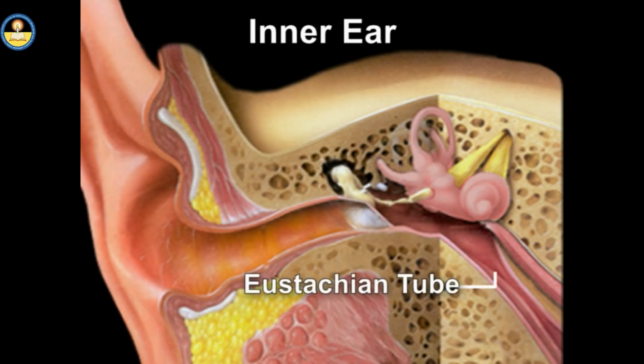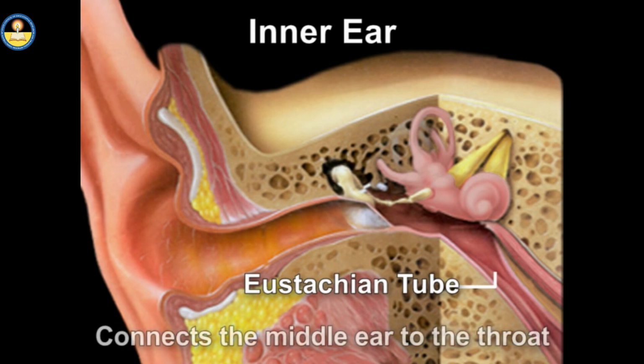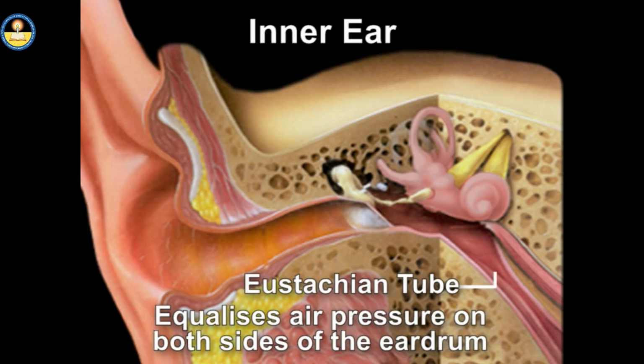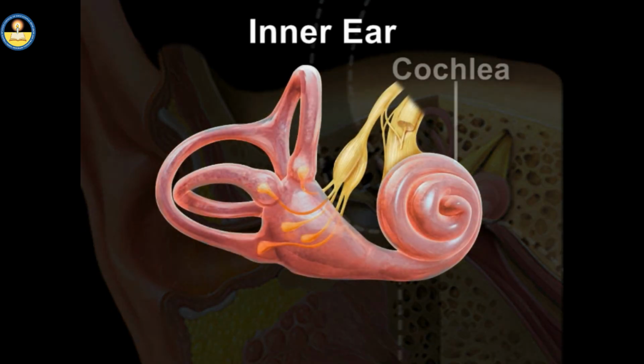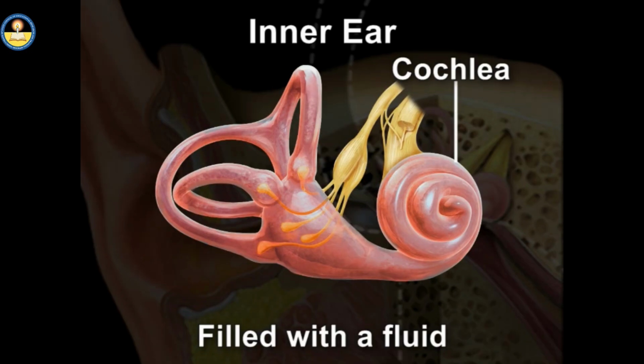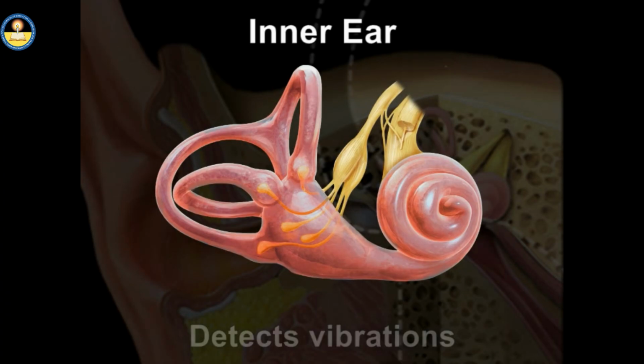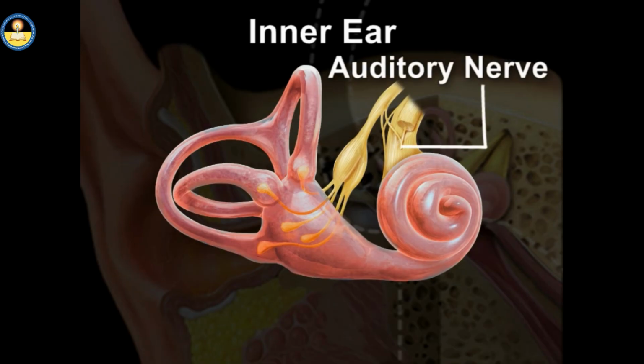The eustachian tube is a tube that connects the middle ear to the throat. It equalizes air pressure on both sides of the eardrum, preventing it from damage. Cochlea. It is a coiled tube filled with a fluid having receptors to detect vibrations. Auditory nerve. The electrical impulses generated by nerve cells are then passed on to the brain.